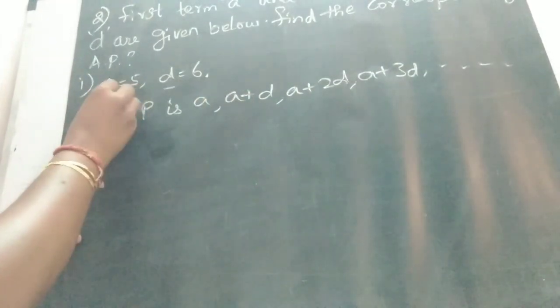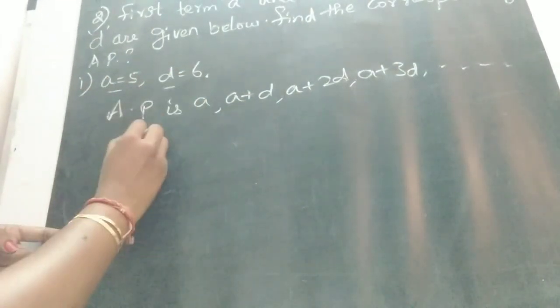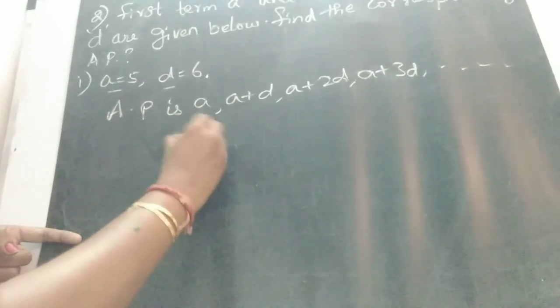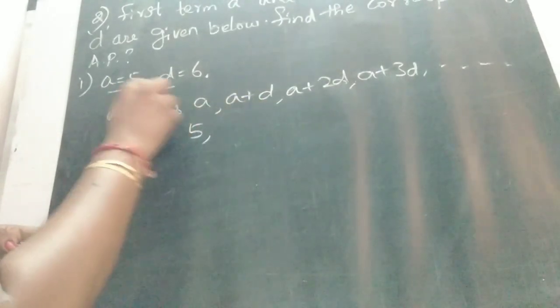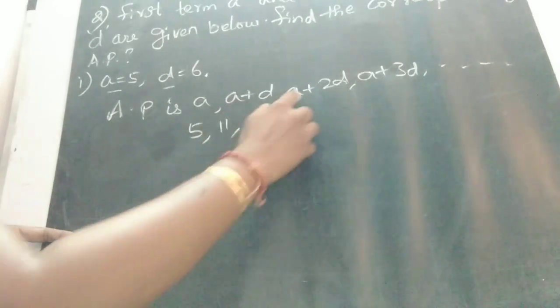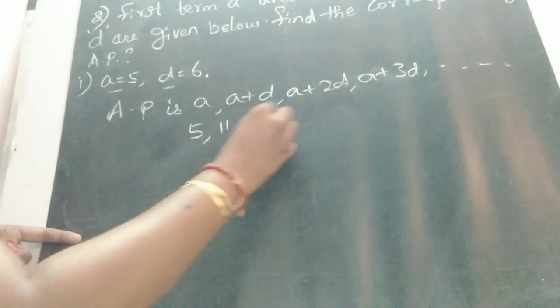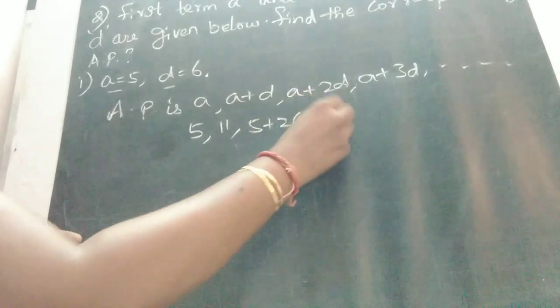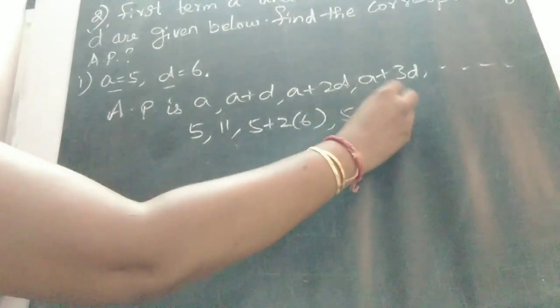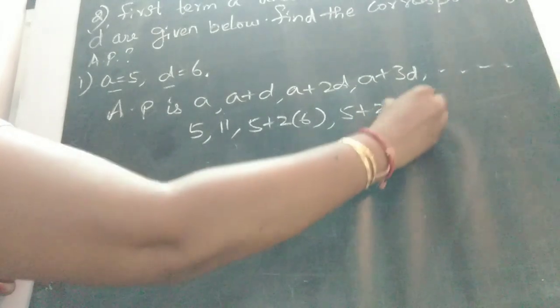So here A is 5, D is 6. So the first term will be 5. The second term will be A plus D, 5 plus 6, that is 11. The third term will be A plus 2 times D, that is 5 plus 2 times 6, right? The next will be 5 plus 3 times 6. Like that it goes on.